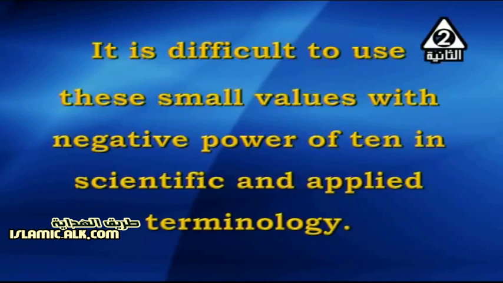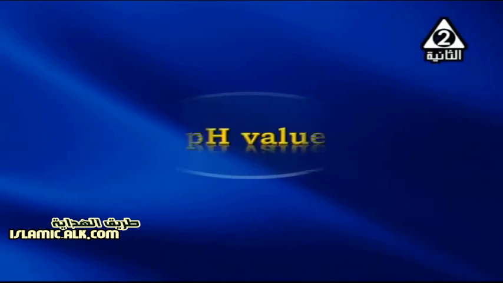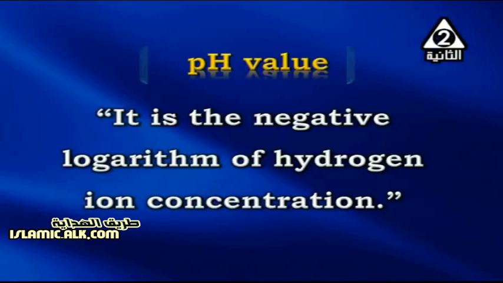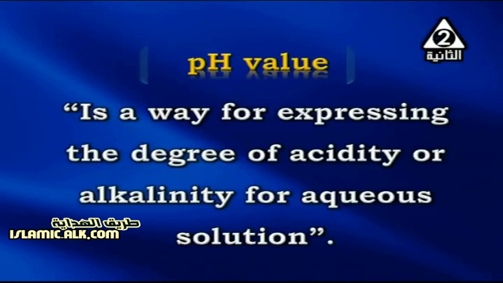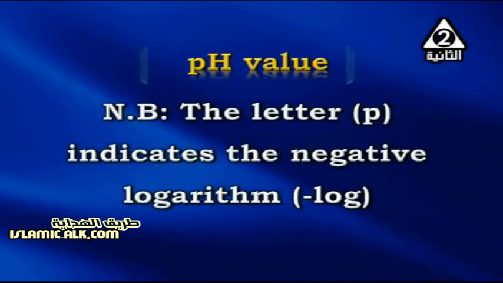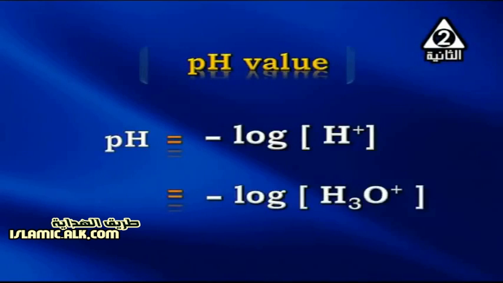My dear students, it is difficult to use these small values with negative powers of 10 in scientific and applied terminology. So we use the hydrogen exponent. Here, the pH value represents the hydrogen exponent; it is the negative logarithm of hydrogen ion concentration. So we can say the pH value is a way of expressing the degree of acidity or alkalinity of an aqueous solution. The letter p indicates the negative logarithm, negative log. So the pH value equals negative log of concentration of hydrogen ion, or we can say negative log of concentration of hydronium ion.